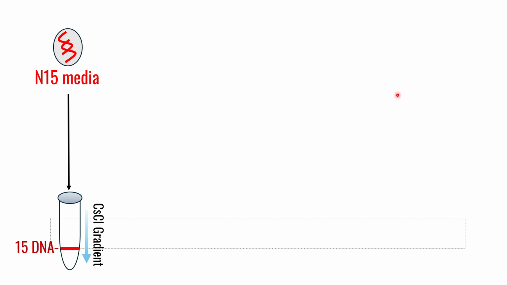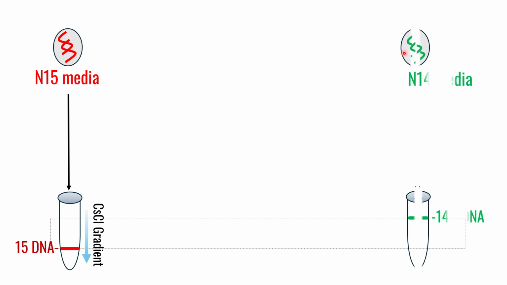In a separate experiment, they grew bacteria in presence of only lighter isotopes of nitrogen, N14. DNA was isolated and run on cesium chloride gradient. One band corresponding to N14 DNA or lighter DNA was obtained toward the top of the tube. This experiment basically confirmed that these heavy and lighter DNA can be separated nicely on cesium chloride gradient. It also served as a control to compare density of DNA from experimental condition.